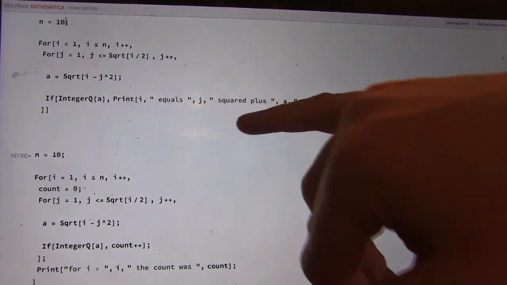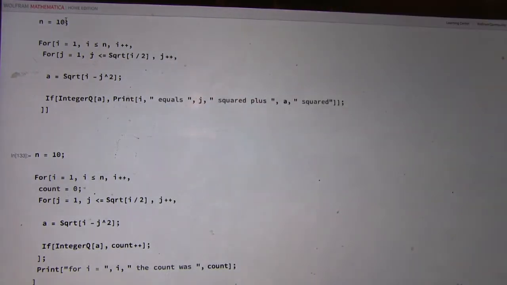All right, and what does this program do then, the first one? So a is the square root of i minus j squared. So if you start with the number i and you subtract a square from it, and if that number is a square, then you have a sum of squares that works. Okay. And if it's an integer, you print it and you say the sum of squares.